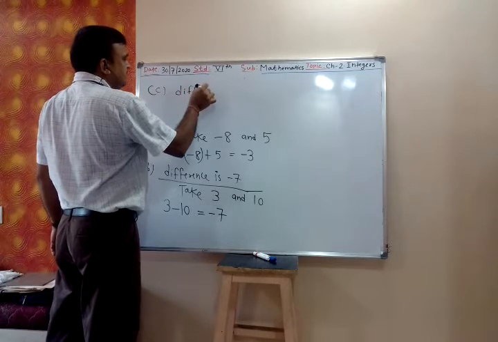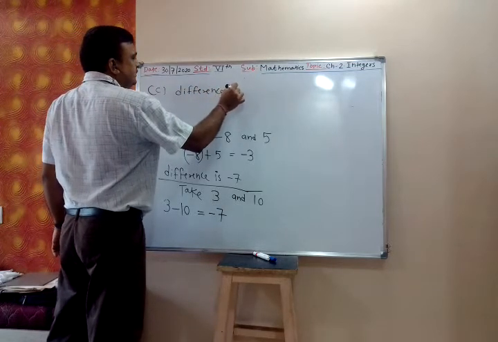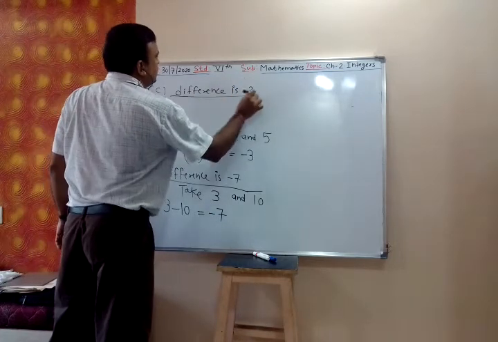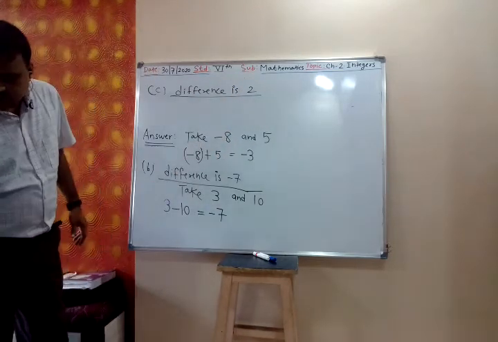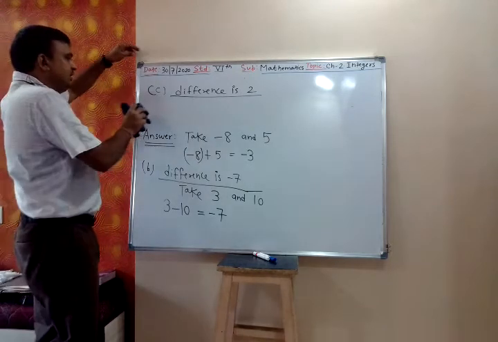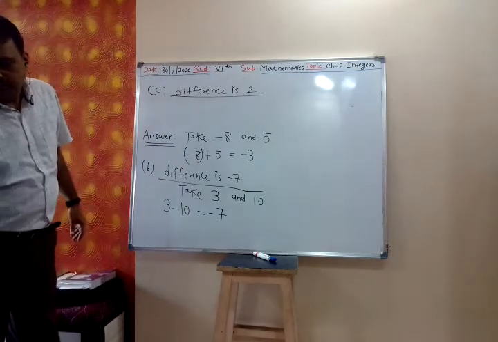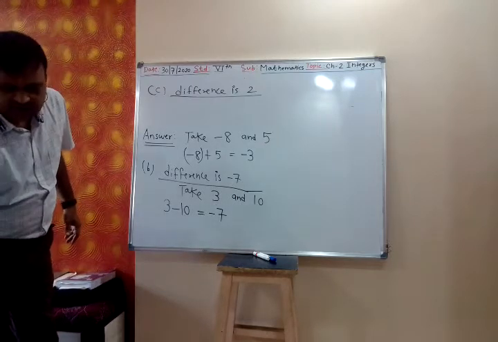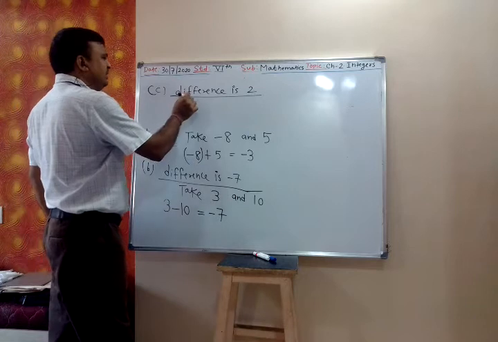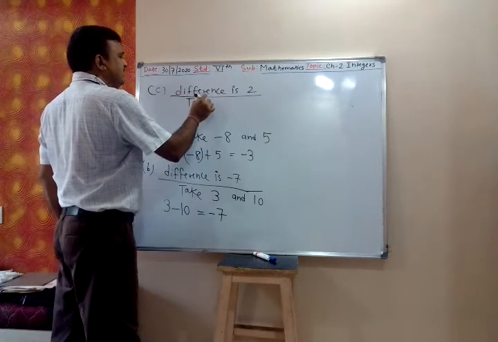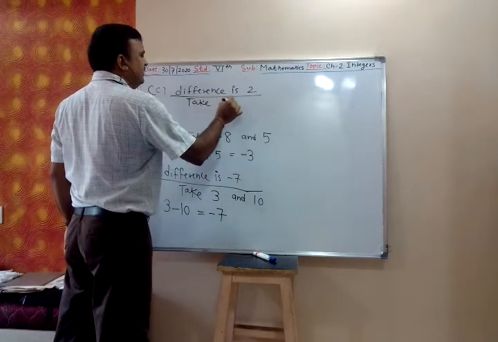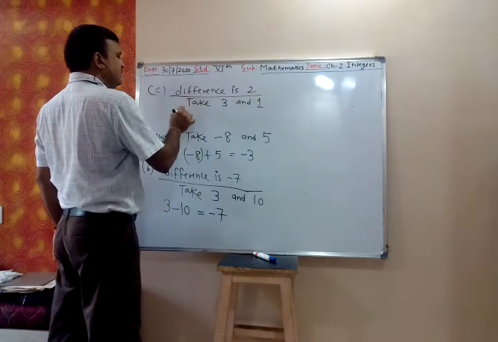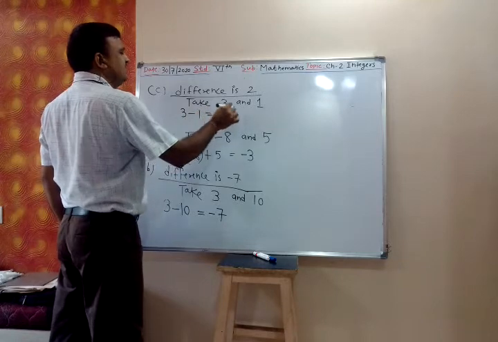Today I will check it. So the difference is 2. Now find two integers whose difference is 2. You can take 3 and 1. Now difference means minus. So 3 minus 1 is 2, and this is the answer.